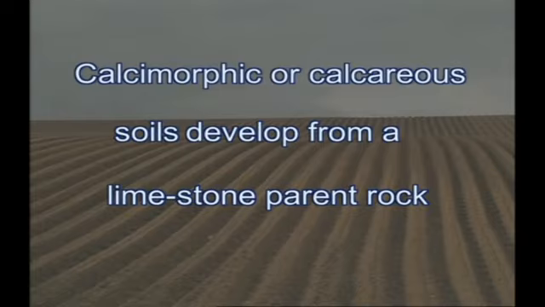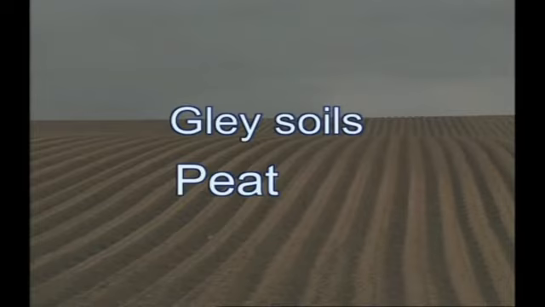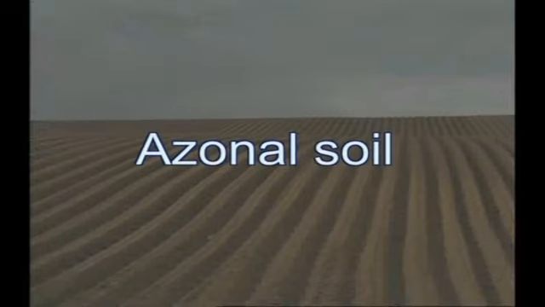Calcimorphic or calcareous soils develop from a limestone parent rock. Hydromorphic soils are those which have constantly high water content. It also has two subtypes, glaze soils and peat. Halomorphic soils have very high levels of soluble salts and develop through the process of salinization.